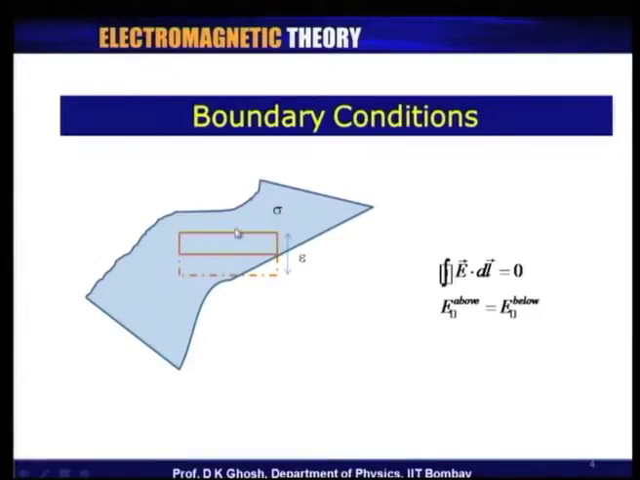As a result, the E dot dl contribution from these two surfaces will be along the tangential direction, and there will be no contribution from the two short sides because epsilon is going to 0. And here you notice that I am traversing in one direction here and the other direction there. So, as a result, E dot dl is E parallel above minus E parallel below times the length L, which must be equal to 0. As a result, E parallel above is equal to E parallel below.